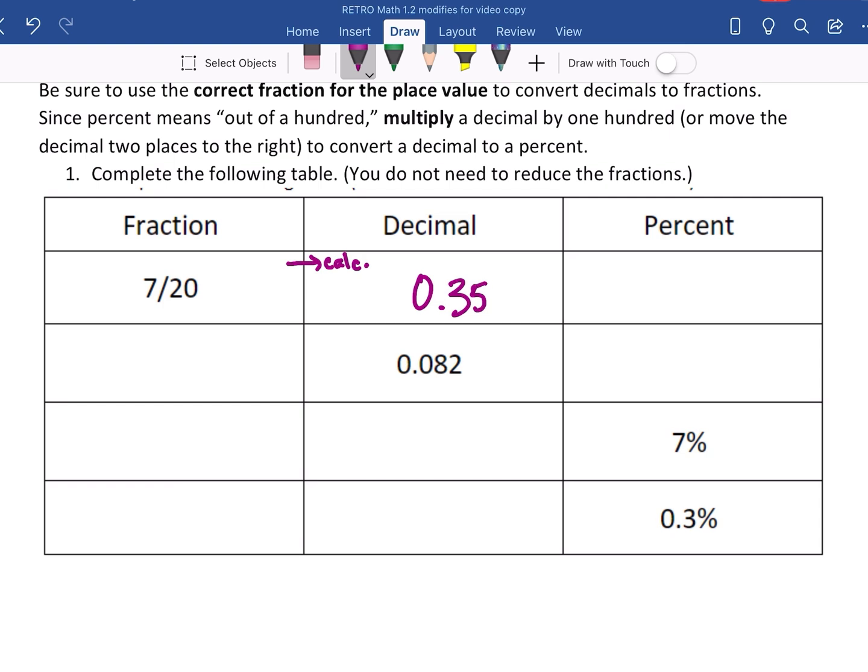Now, to go from decimals to percents, you need to multiply by 100. So when you go from 0.35 to percent, you're going to multiply by 100, and that would give you 35%.